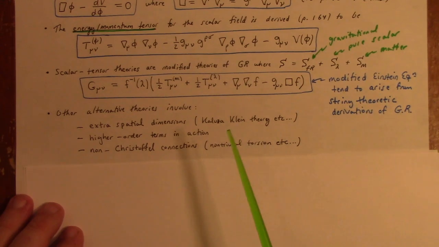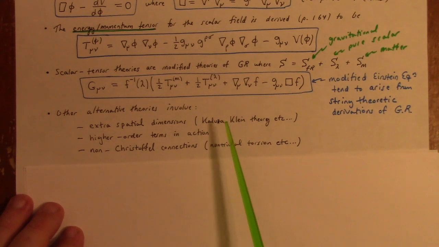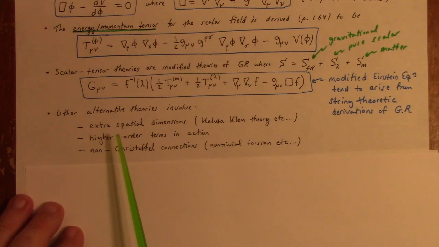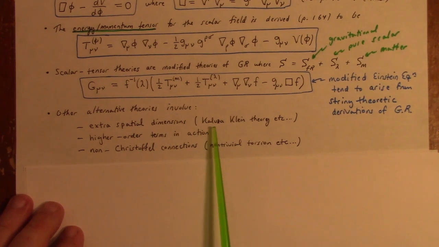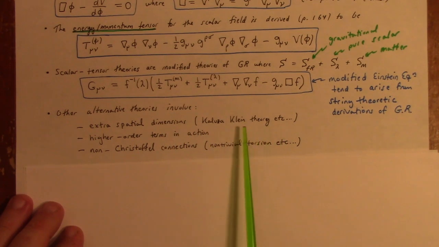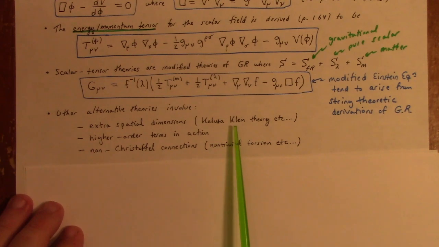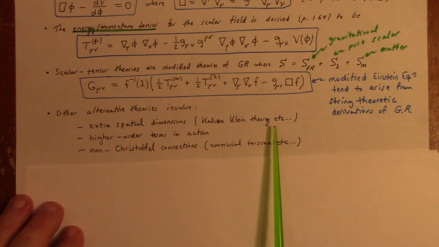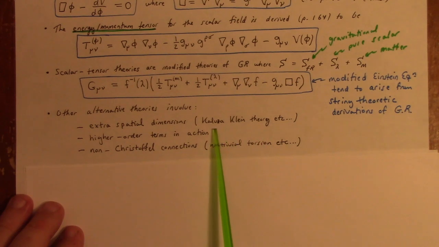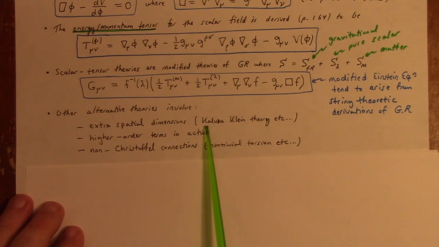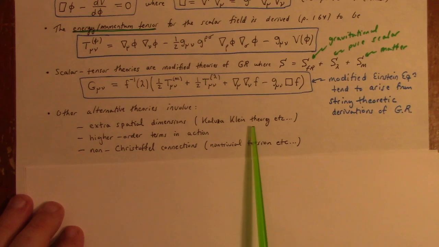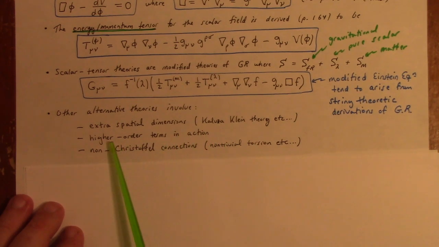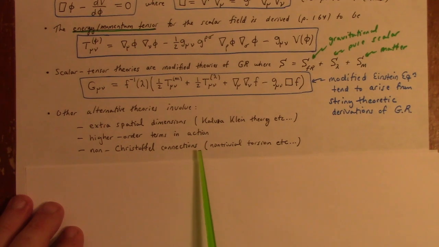Now, there are other ways to modify general relativity. As he mentions, you could talk about extra spatial dimensions. Kaluza-Klein theory, for example, is usually thought of as being extra small dimensions, so-called compactified dimensions. And then there are also these extra large dimensions, which I don't understand anything about. You can also add higher order terms in the action, and you could also look at non-Christoffel connections.